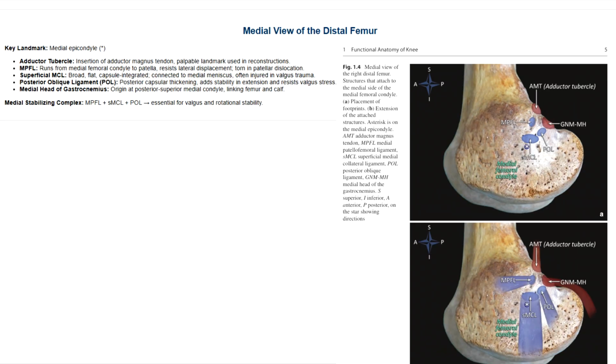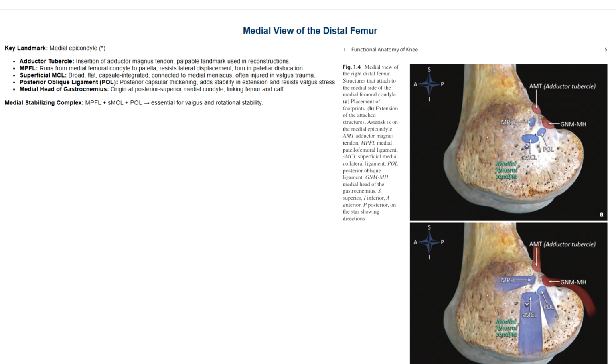Now let's turn our attention to the medial view of the distal femur, as beautifully demonstrated in figure 1.4. Compared to the lateral side, this region is even richer in attachments, and it is especially relevant clinically because medial injuries of the knee are more common than lateral ones. The first landmark we must orient ourselves with is the medial epicondyle, marked here with an asterisk. Surrounding it, several powerful stabilizers of the knee attach.